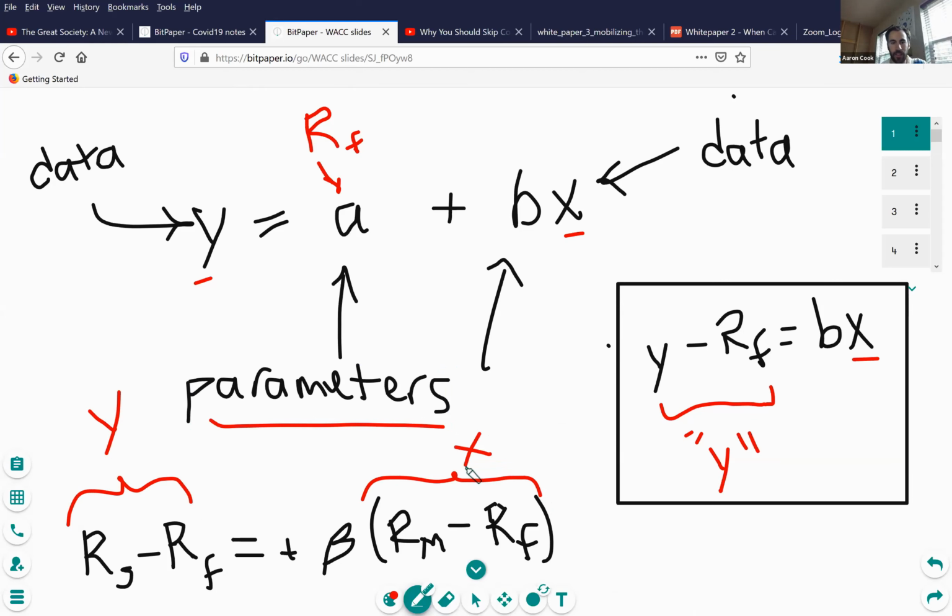So in that case, yeah, the return on the stock minus the risk-free rate is the Y-axis, and the market returns minus the risk-free rate is the X-axis. And that just comes out of the structure of the capital asset pricing model equation, which is RS equals RF plus beta times RM minus RF. Awesome, thank you.